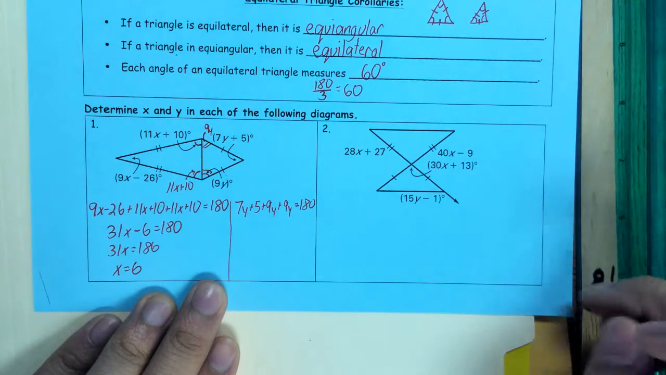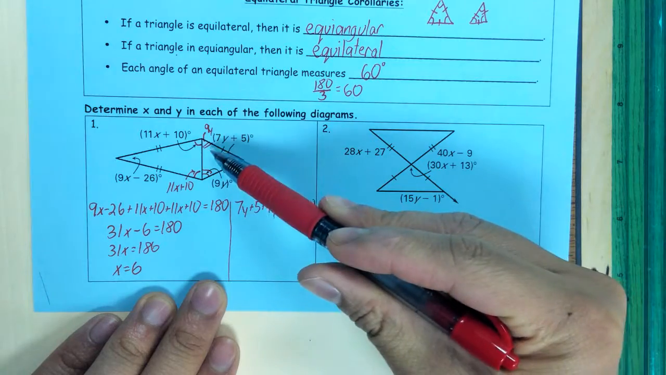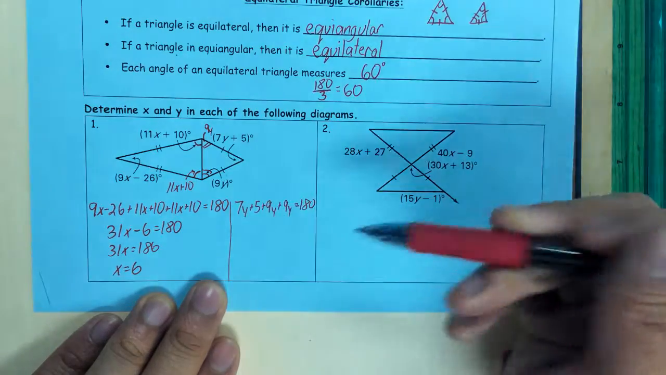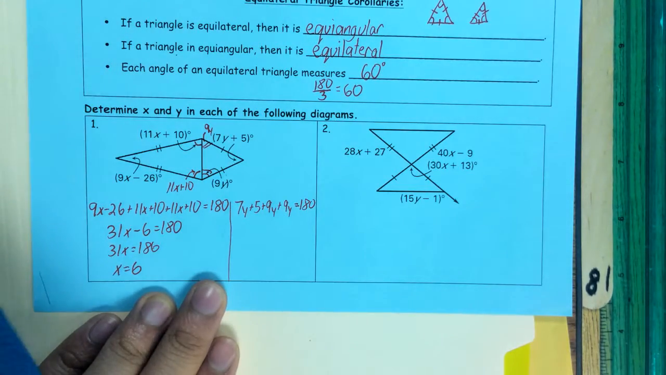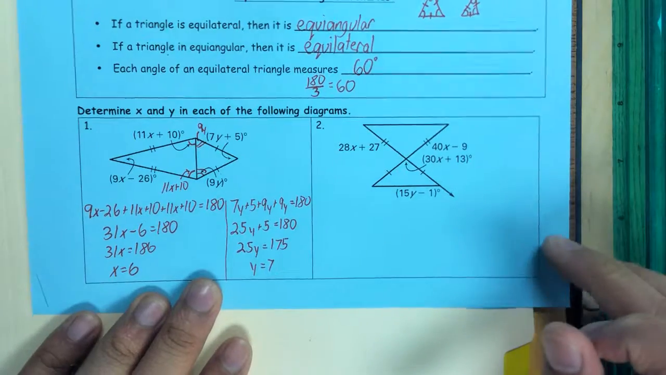Alright, so the equation should be 7y plus 5, the vertex, plus 9y plus 9y, all three angles add up to 180. Go ahead and solve for y. I'm going to pause this video. And y equals 7. Alright.